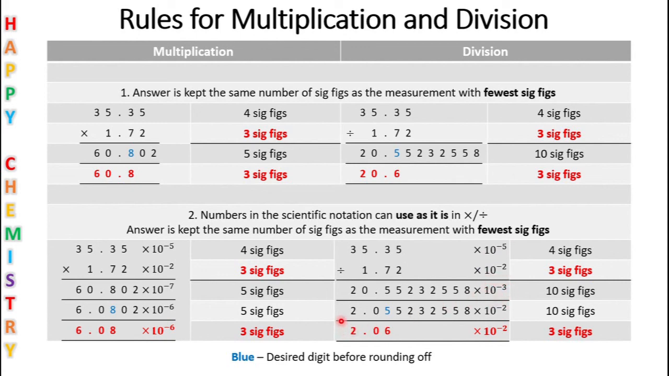The answer is 20.55232558 into 10 to the power minus 3. In a better representation, this can be written as 2.055232558 into 10 to the power minus 2.